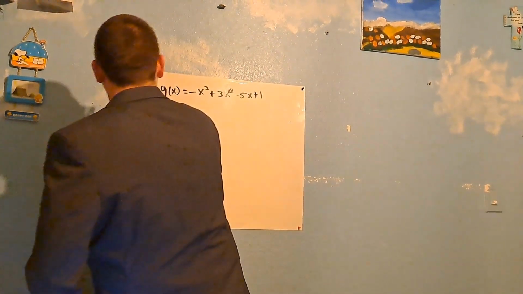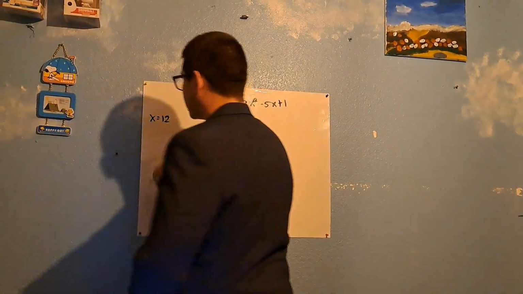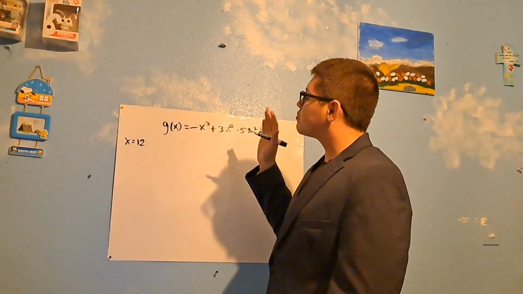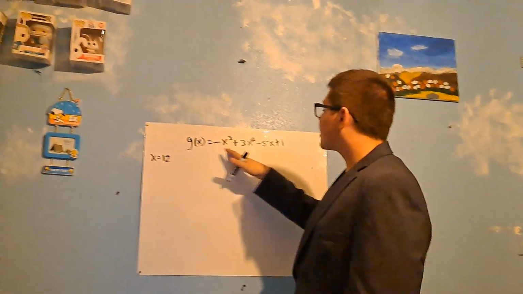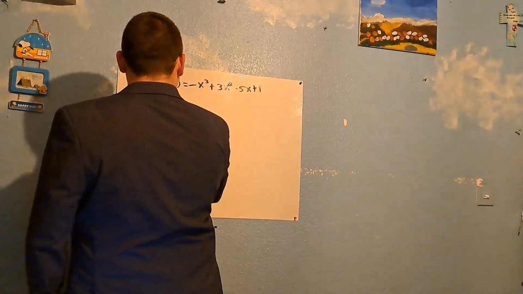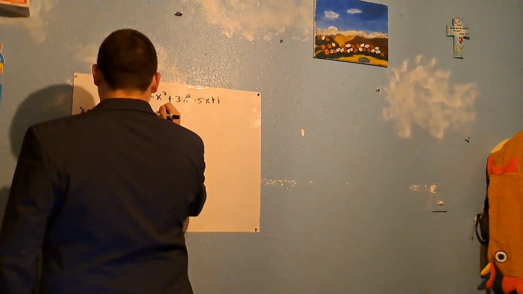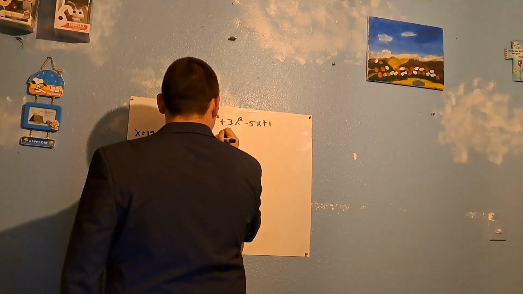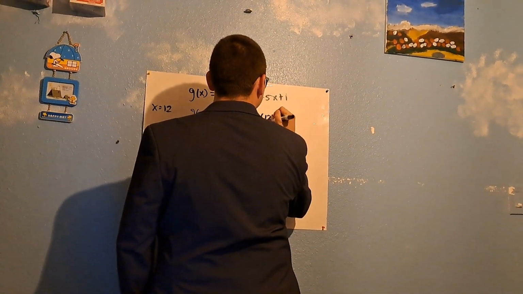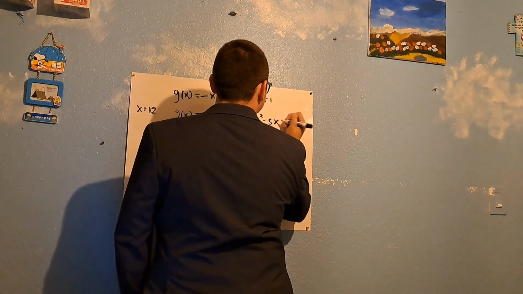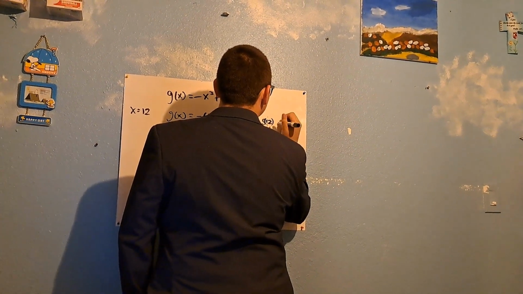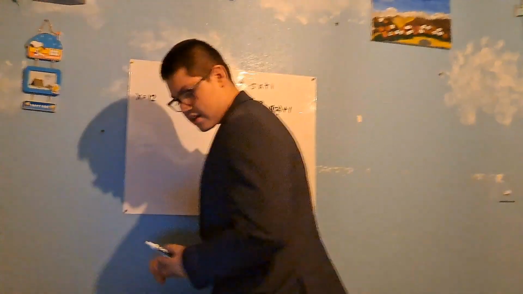One thing that I learned about solving this was to plug this number back into all the x's. So you go like this: g of x equals negative 12 cubed plus 3 times negative 12 squared minus 5 times negative 12 plus 1. Let me fix that.